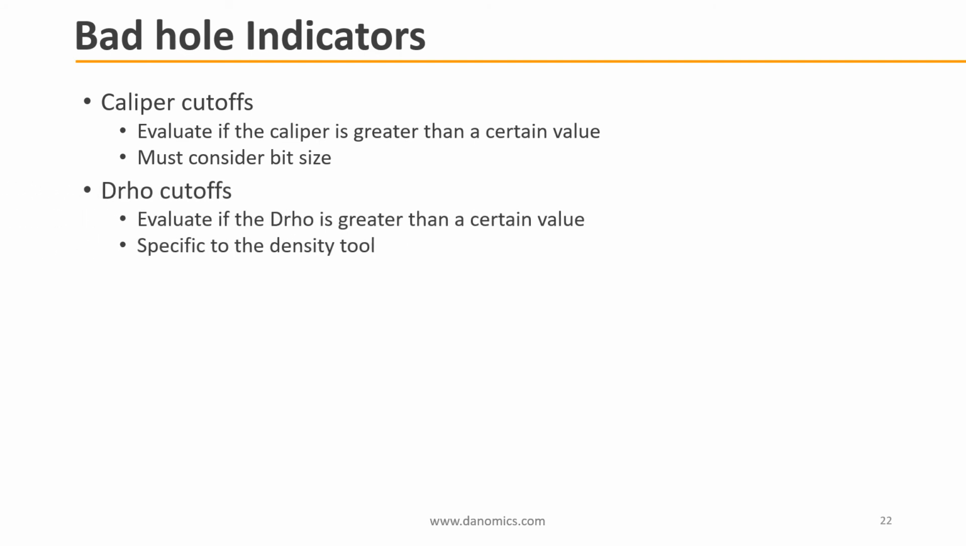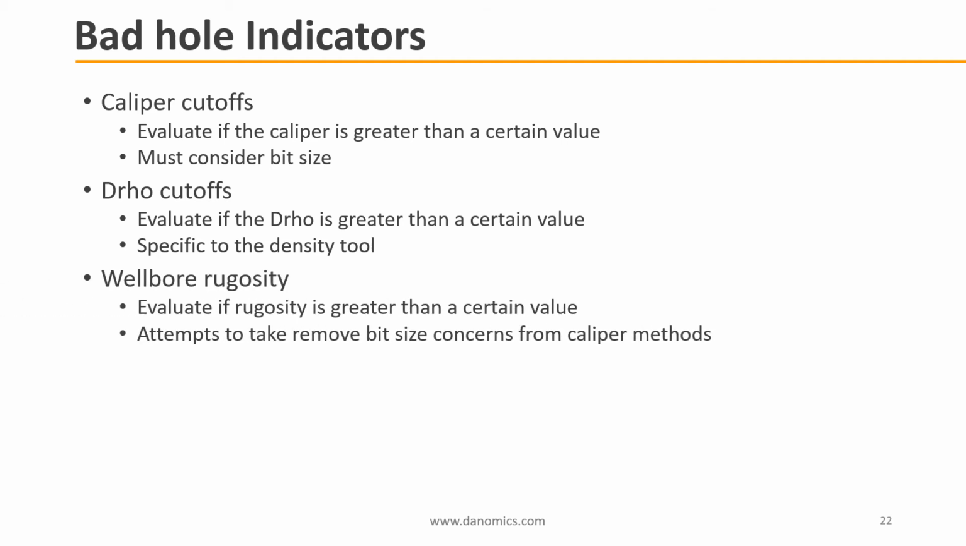For the density curve, we often have a D-row or density correction curve. This is specific to the density tool, and often when you see high values on the D-row, that is a sign that the corresponding density curve is not reliable. So we can look at things like that.